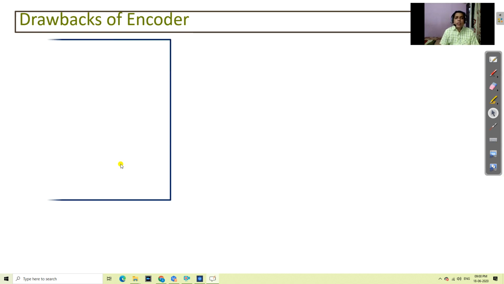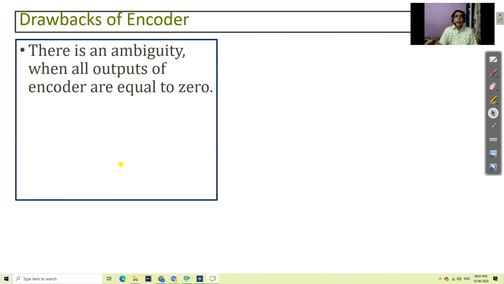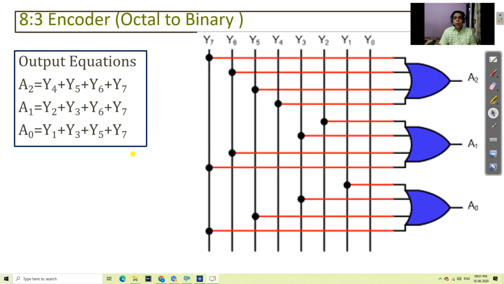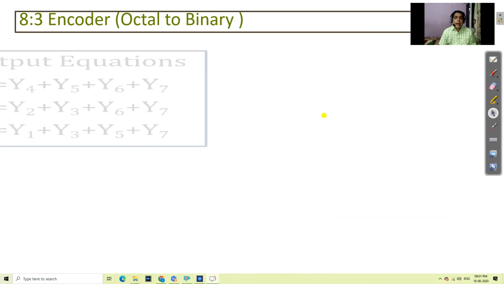So what are the drawbacks of the encoder? There are certain drawbacks. There is an ambiguity when all the encoder inputs are equal to 0. Up till now, whatever we have discussed, we have not discussed what will happen if all the inputs are 0. If all the inputs are 0, what is the output? That is the ambiguity in the encoder design.